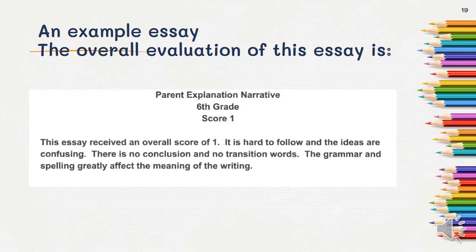You may like to know the overall evaluation of this essay. It got a score of 1 out of 4 because there are grammatical mistakes, spelling mistakes, and the writing doesn't flow. It means that the ideas are not clear and are confusing. So when we write, we have to check our spelling and our grammar. We have to use different words. We have to use descriptive writing and descriptive words, and also we have to care about the clarity of our sentence structure.